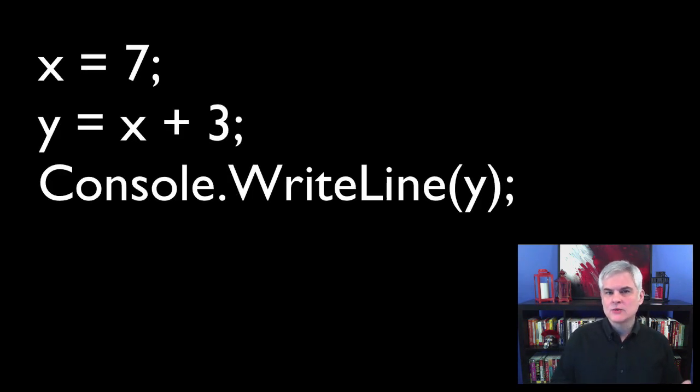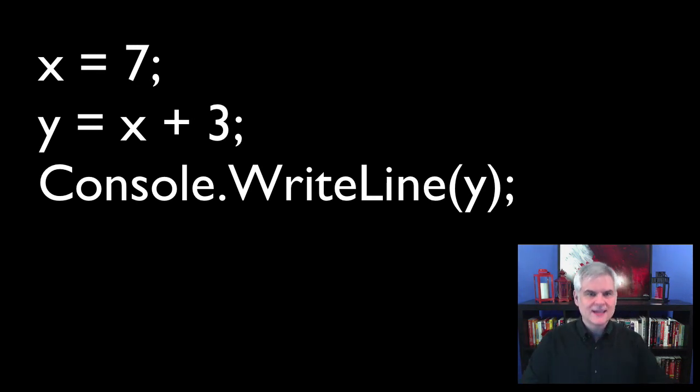So using that same thought process, take a look at this. X equals 7, y equals x plus 3, Console.WriteLine(y). What would you expect to be displayed in the console window? The value 10, of course. You just read C# on your own without any of my help. It's common sense, right? It's pretty easy.